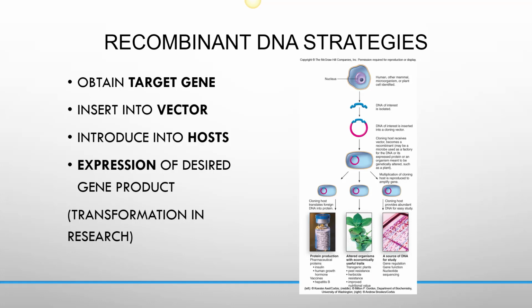So some of the recombinant DNA strategies. One of the major strategies here is to obtain a target gene, insert it into a vector, introduce it into a host, express the gene product in the host, and this is the basis for transformation in research. This is how we make insulin and human growth hormone.